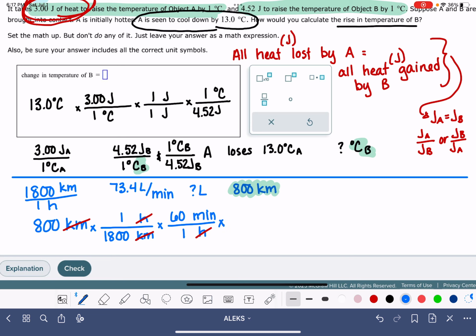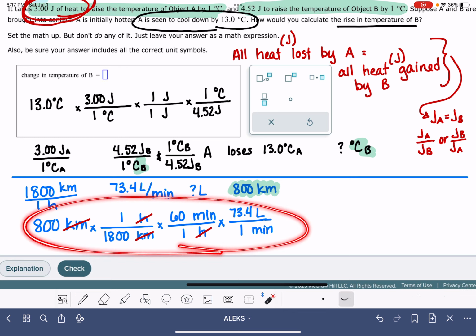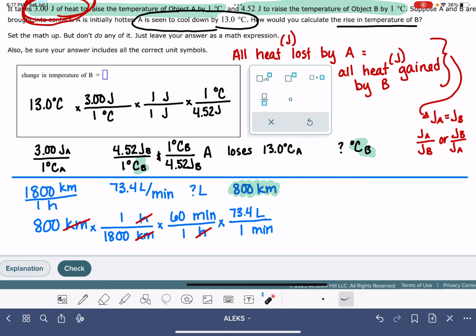And now we are ready for the last conversion factor. We want minutes down on the bottom, and we want liters up on top. That is the format that this conversion factor is in, so we don't need to do any flip-flopping. 73.4 liters per minute. Keep in mind again that ALEKS is not asking you to do the math on this. It just wants you to set that problem up, including units.